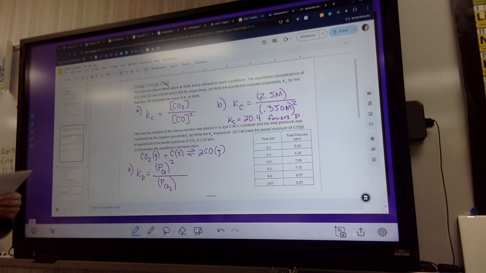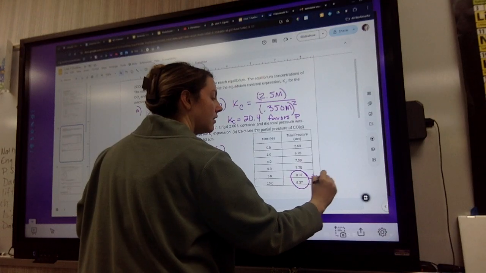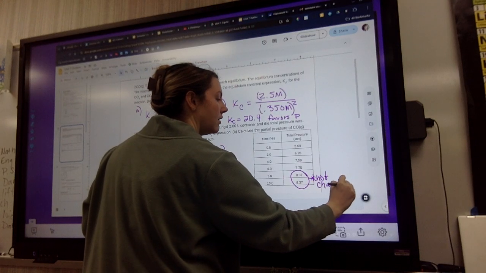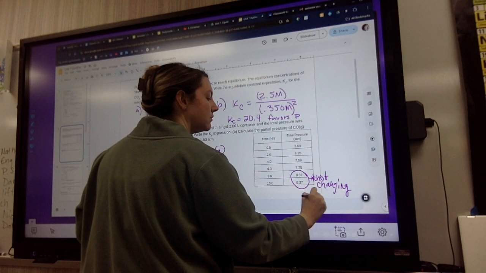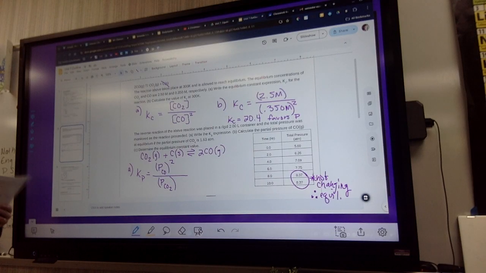For part B, calculate the partial pressure of carbon monoxide if the partial pressure of CO2 is 1.63. If we look at the data that's been given to us, what pressure is equilibrium met at? When is it reached? 8.37, right? Because it's not changing. So we're at equilibrium, because it no longer is changing. So that's our final pressure.